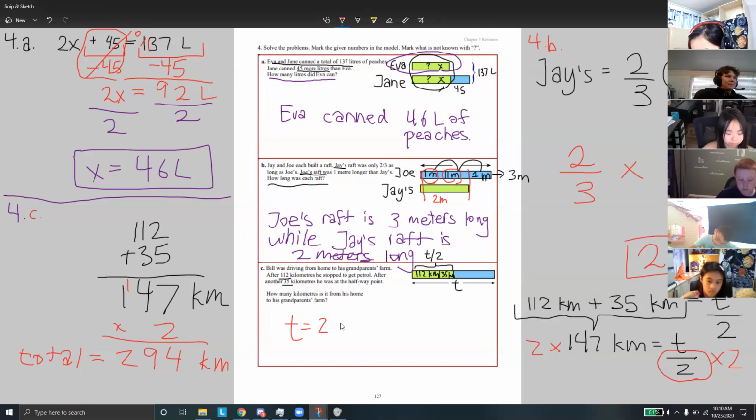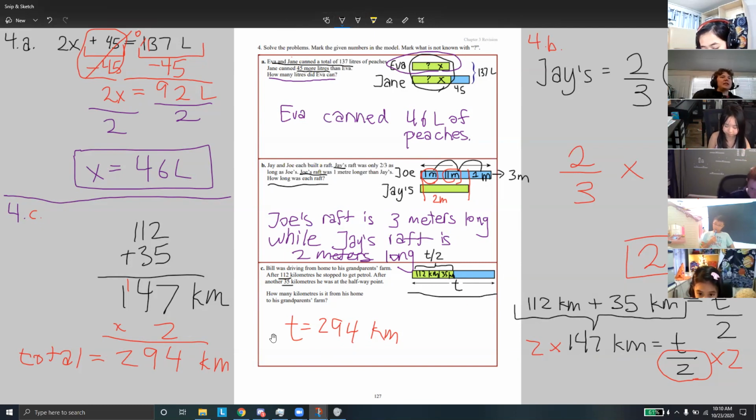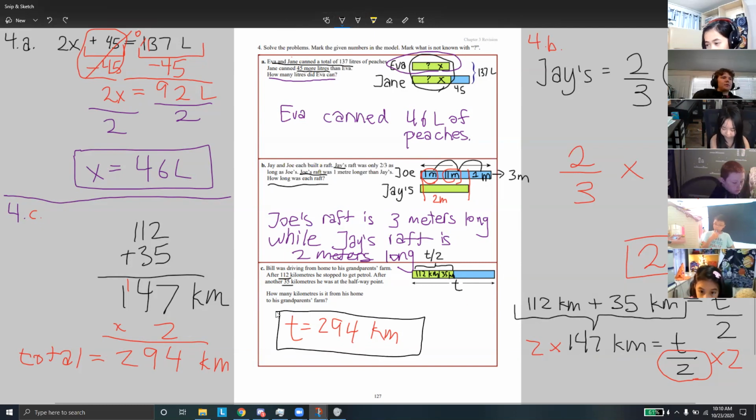Now here's the thing. 294 kilometers. Let's just make sure before we box our answer and say, oh yes, we did all the work and we did it all right. Let's just make sure that it's asking for what t is. And it says, how many kilometers is it from his home to his grandparents' farm? Oh, that's the total, and the total is t. So great. You could write the sentence, it's fine. You guys are taking the test online, so you can't really write a sentence.